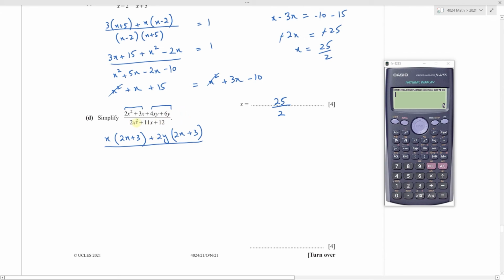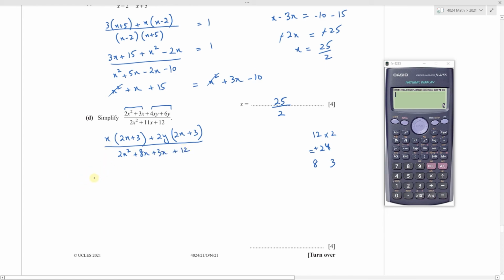In the denominator, I'll use factorization. So you'll multiply this 12 with this 2. So 12 times 2 is 24. So this is plus 24. So I'm looking for two factors of 24 which should add up to 11 because this is a positive sign. So we need the addition of the factors to be 11. So 8 and 3 are the two factors. If you multiply them, you get 24, and if you add them, you get 11. So 2x squared plus 8x plus 3x plus 12.